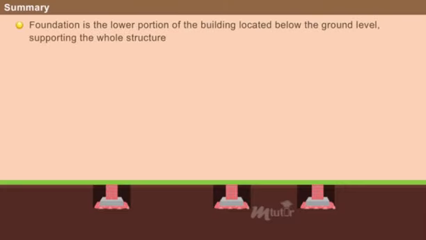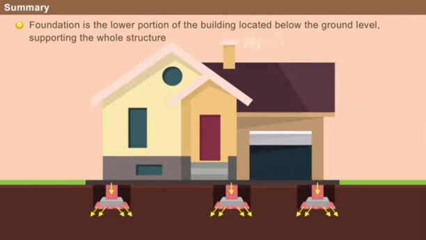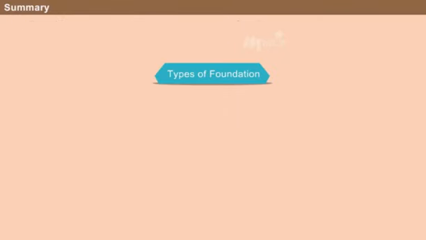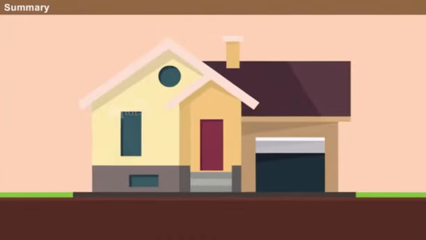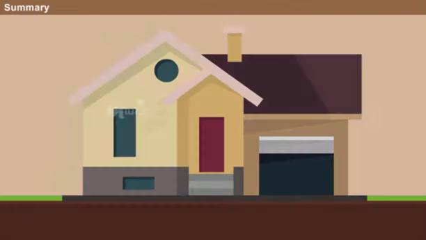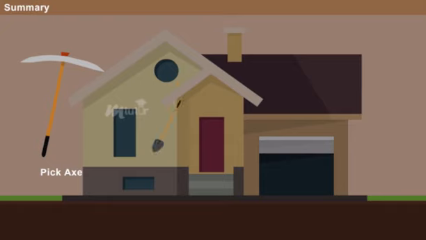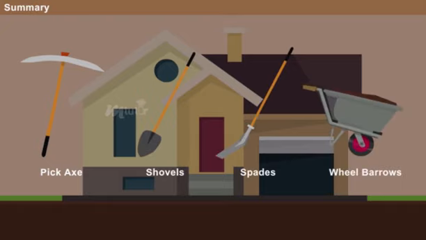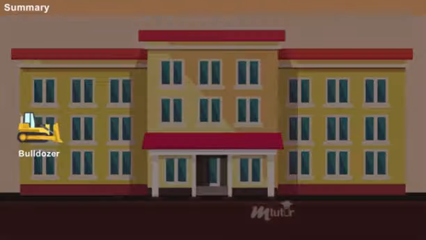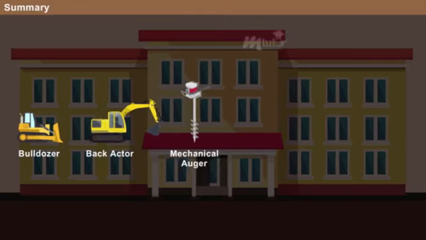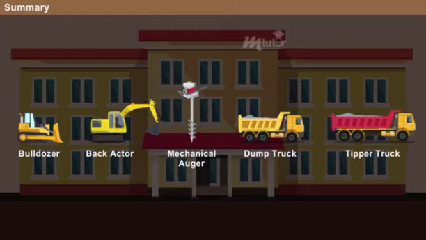Summary. In this topic, you have learnt that foundation is the lower portion of the building located below the ground level, supporting the whole structure. Foundations are of two types. They are shallow foundation and deep foundation. For small buildings, excavation is carried out manually with pickaxes, shovels, spades, wheelbarrows, etc. For a bigger construction work, mechanical plants are used. They are bulldozer, back actor, mechanical auger, dump truck and tipper truck.